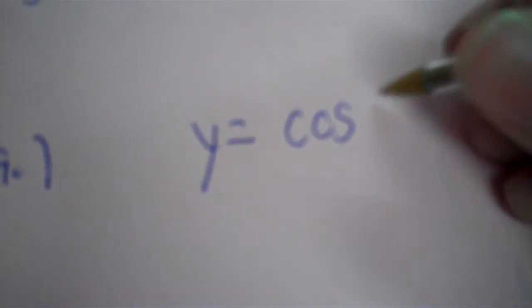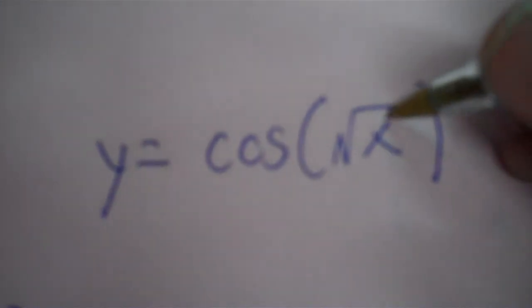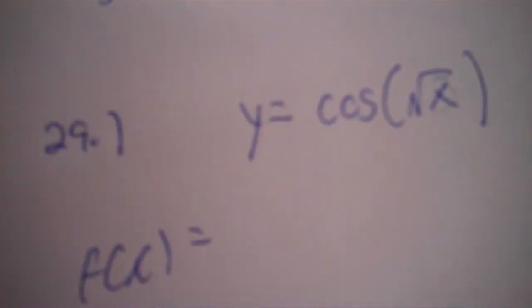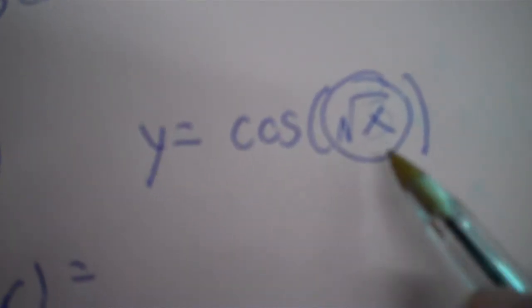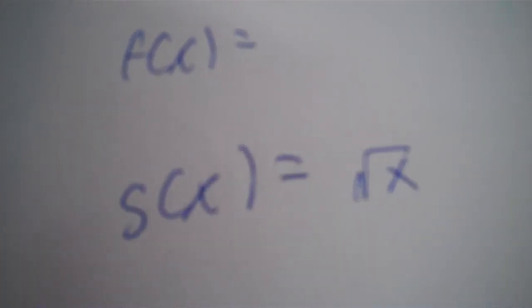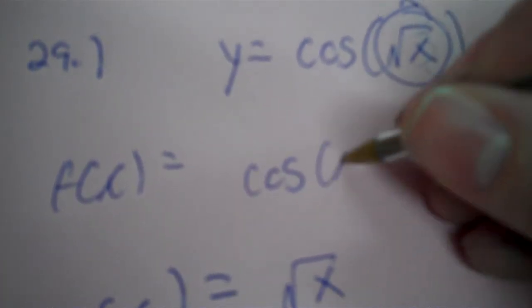29. Y equals the cosine of the quantity square root of x. Now some of you might be wondering, do I just go with what's in the square root or do I go with the entire parentheses? It could be either one, because it says there's more than one possibility. I'm going to go with the inside of the parentheses. So I'm going to put x there. So the square root of x is my g function. And then the f is cosine, and then you can just put parentheses x.